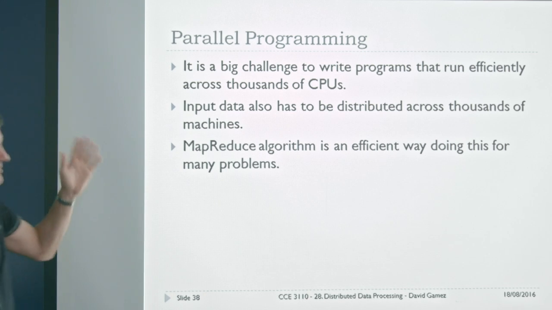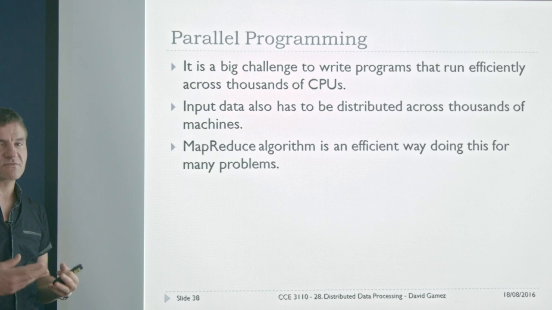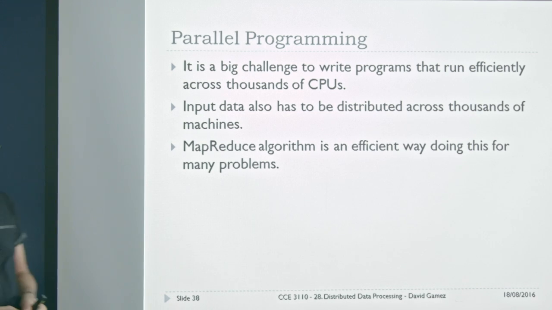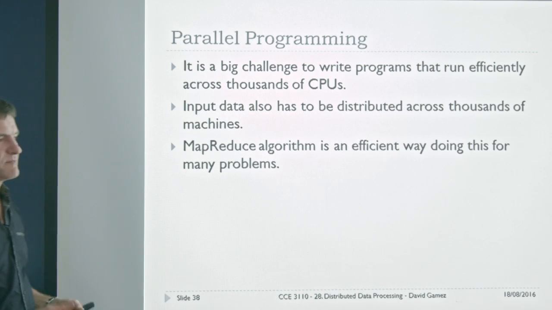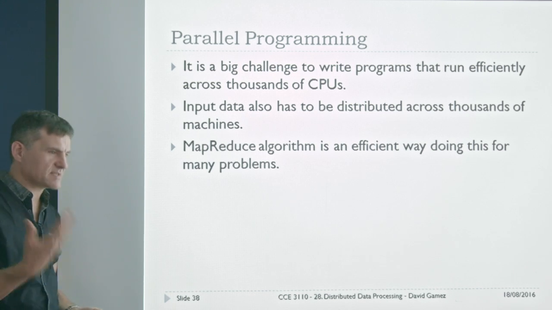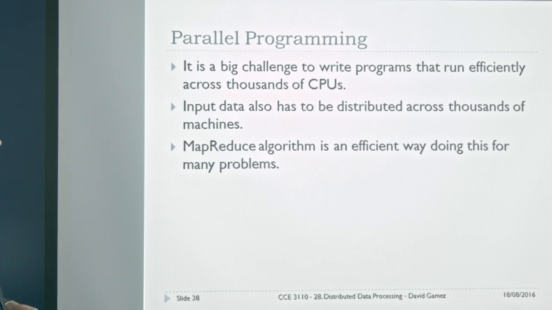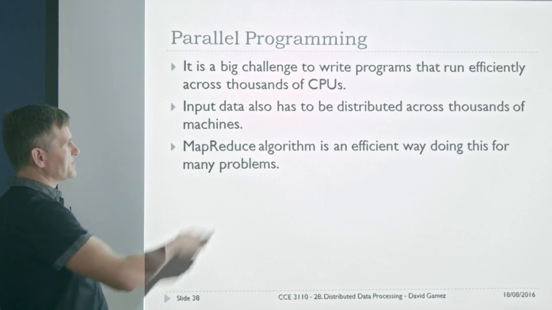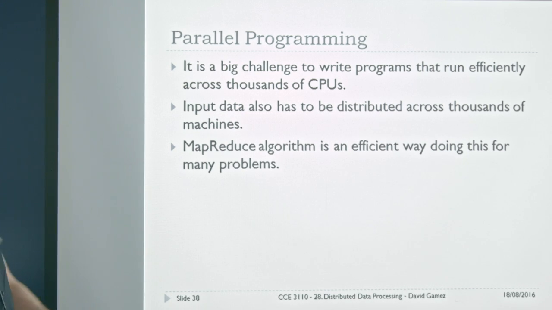So I hope I made clear by now that it can be a big challenge to write programs that run efficiently across thousands of CPUs. You've got the bit that can't be distributed, and then you've got to do all the messing about to get the thing to run across the CPUs in parallel. You've got to distribute the input data, and then pull back the results from all these machines and integrate them all together somehow.